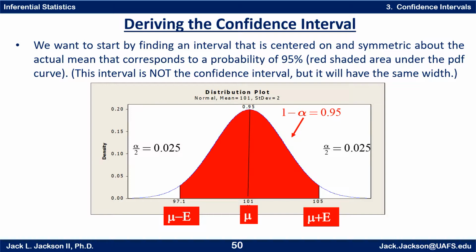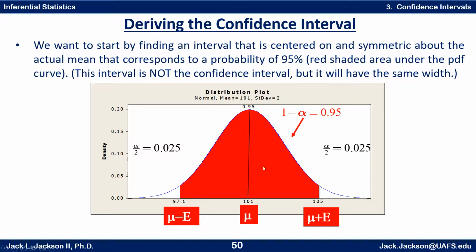We want to start by finding an interval that is centered on and symmetric about the actual mean that corresponds to a probability of 95%. That turns out to be this red area that we have here under the PDF curve. That red area has the same value as our confidence level of 0.95. This interval is not the confidence interval, but it will have the same width as the confidence interval. So it's going to go from mu minus E to mu plus E. Now in the next slide, I'll show you how we got the 97.1 and the 105.